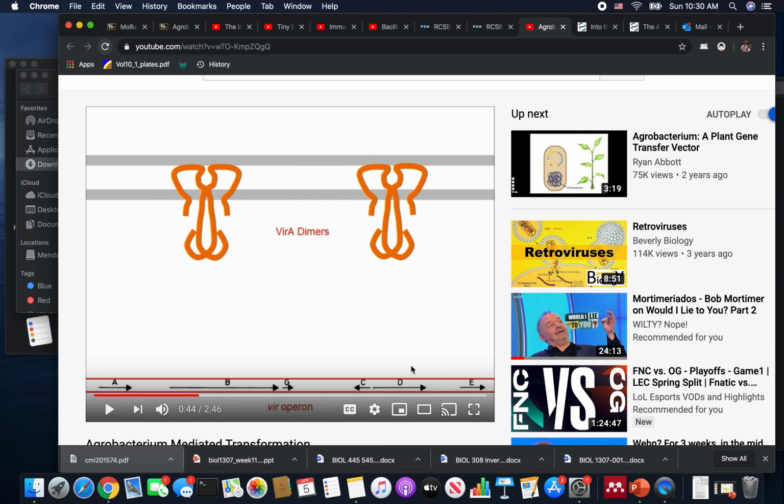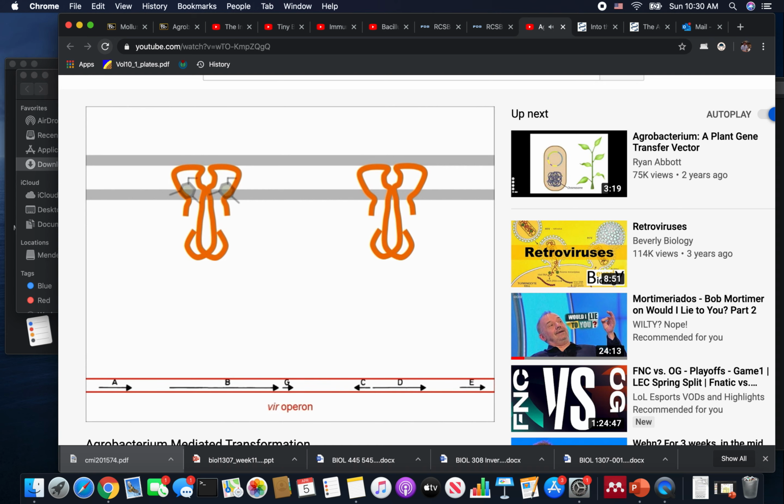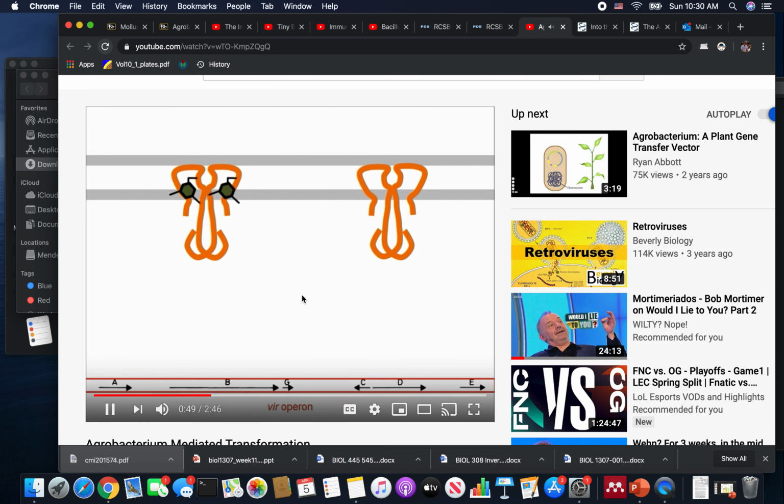And then Vir B and D and E are going to take care of causing plant cancer, however that happens. And we'll show you how that happens in just a minute. Upon binding to acetosyringone, it autophosphorylates, and the phosphoryl group is subsequently transferred to a protein called Vir G.